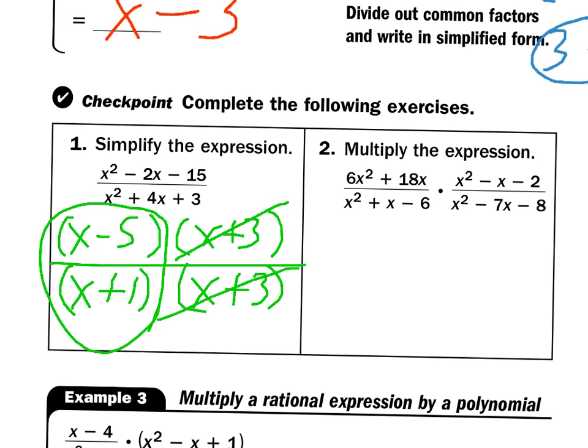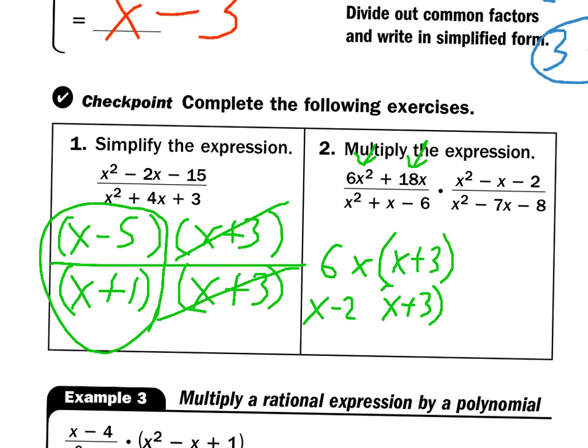On the next one, kind of tricky, but when you look at stuff like this, right away, I hope you say, okay, they both have a 6, they both have an x. I can take a 6x out of them, and I have an x plus 3. All right? And then on the bottom, I have x minus 2 and x plus 3. And so those things are going to eliminate each other right away, those x plus 3's. The one on the right here, I have an x minus 2 and an x plus 1.